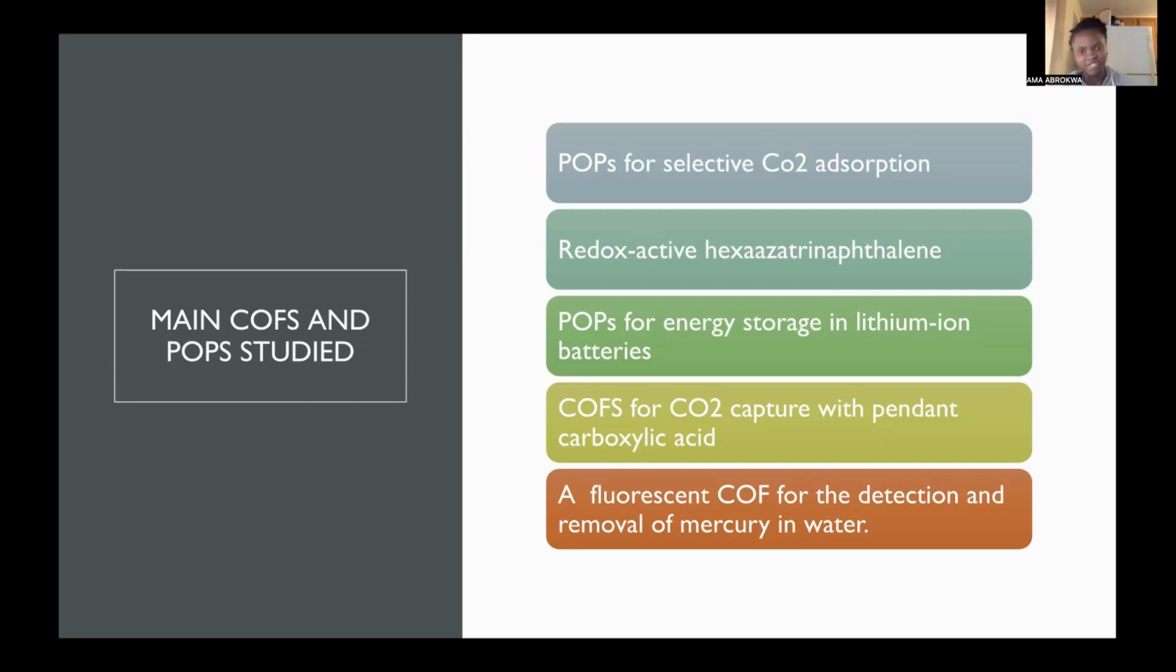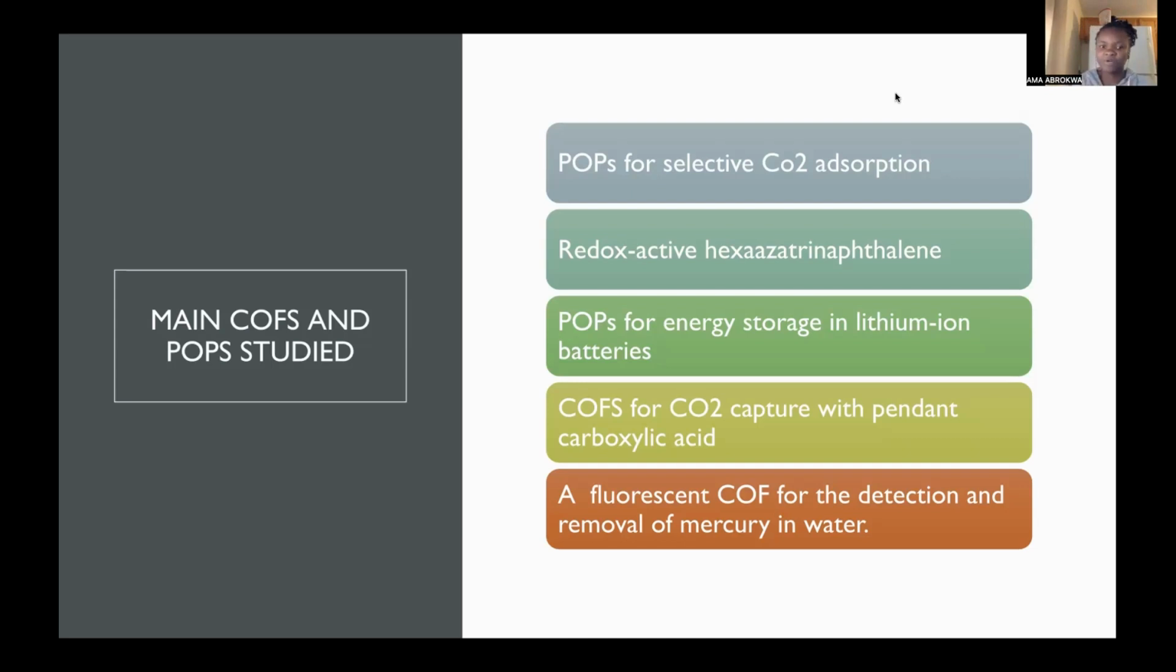So POPs for selective CO2 adsorption, redox active hexatrinaphthalene, and POPs for energy storage in lithium ion batteries. Apart from atmospheric uses, they can be used for energy storage, and as a redox active material. COFs can also be used for CO2 capture, and with that, you'd have to use carboxylic acid. The research also talked about how carboxylic acid is added to COFs and how that helps in CO2 capture.